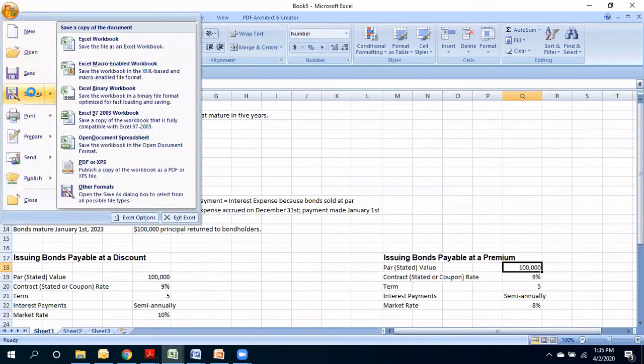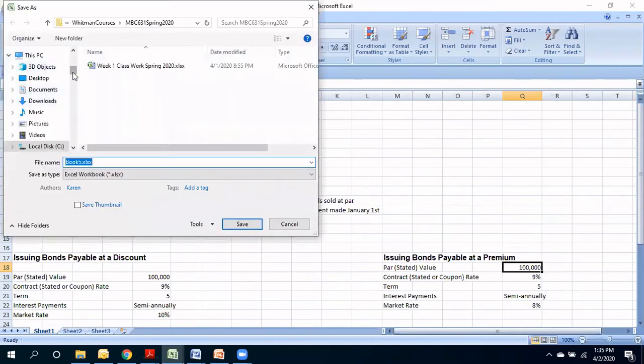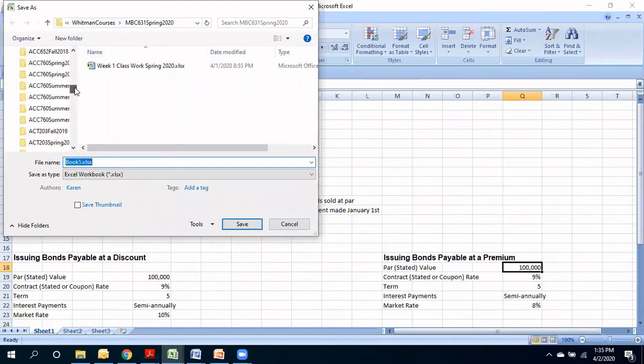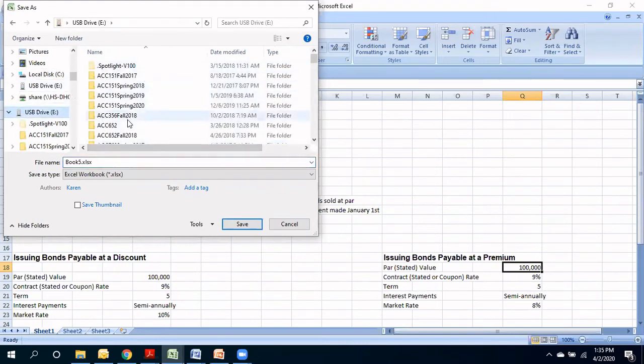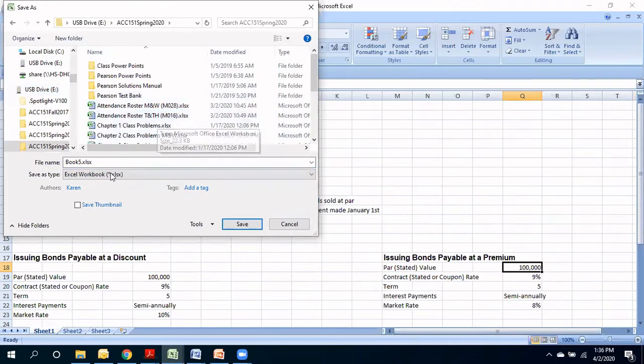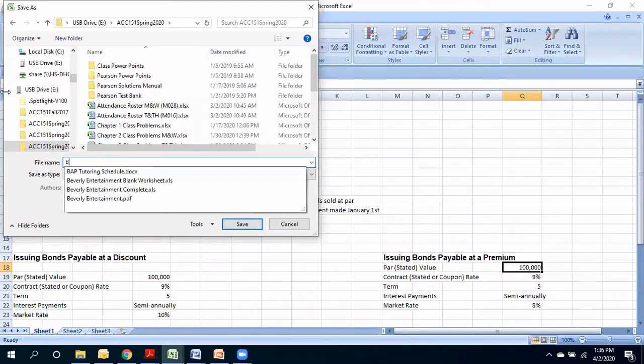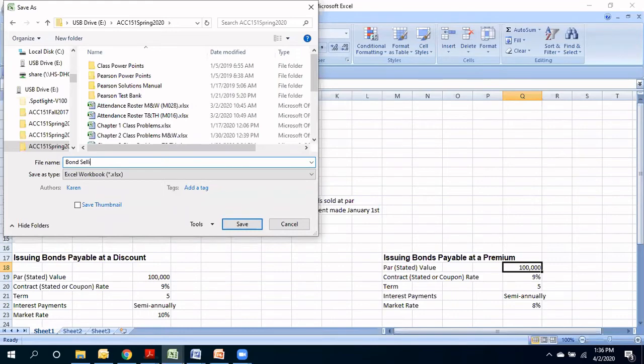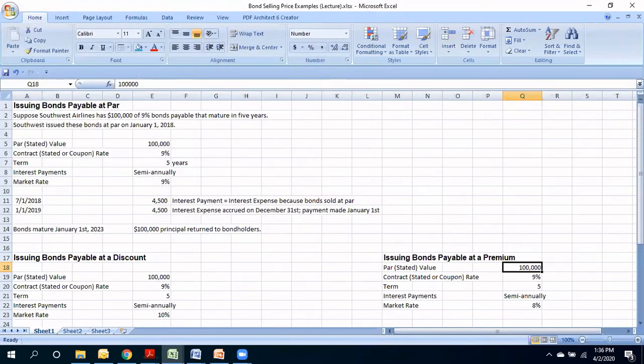So I am going to post this file under chapter 9. Let me get it saved here before I lose it and all that work is gone. Bond selling price examples, in connection with the lecture. Okay, so I will get that up and posted.